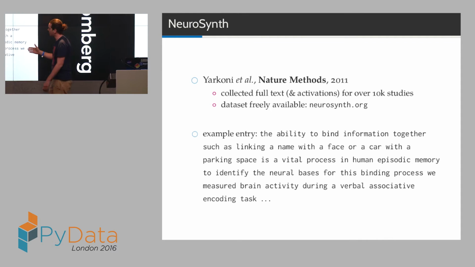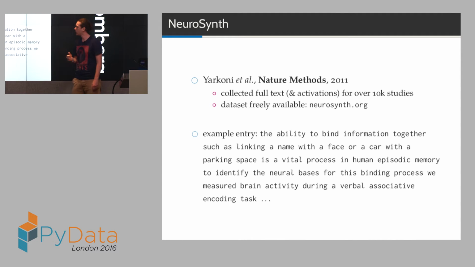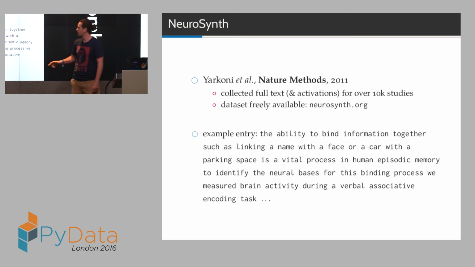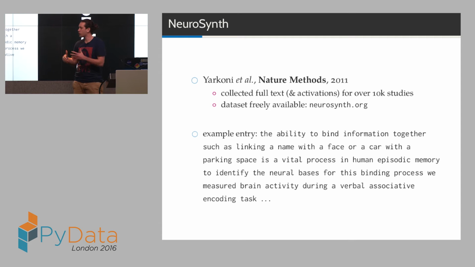So here's an example entry of what we were working with. Here you have an abstract for a human episodic memory task, which is a verbal associative encoding task. So this is what we would be feeding into our algorithm to try and learn a distribution over the text.